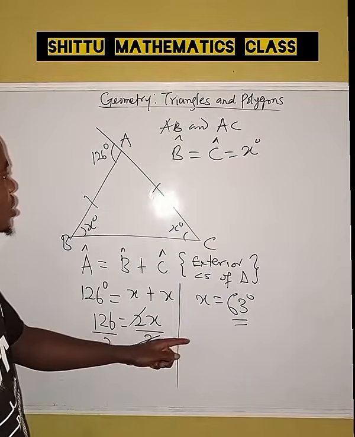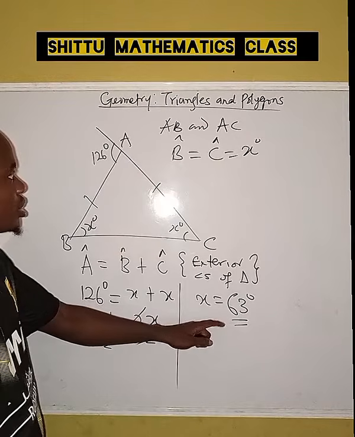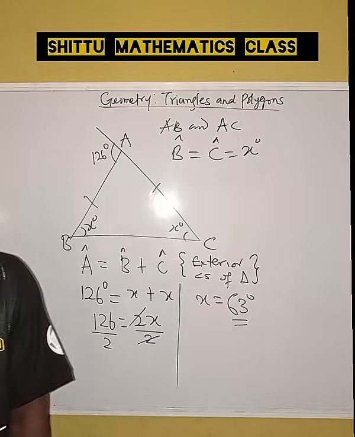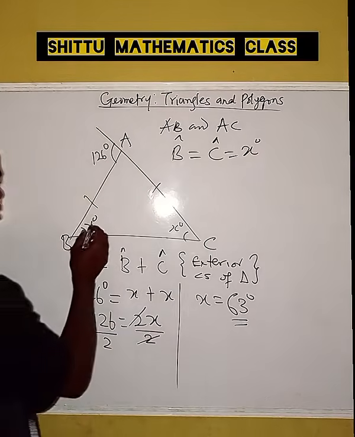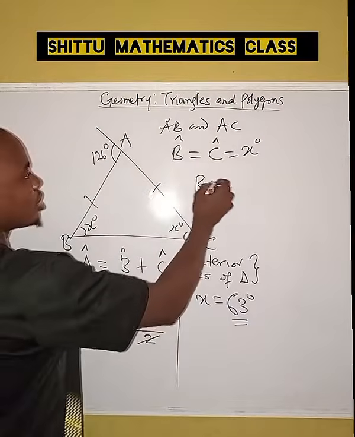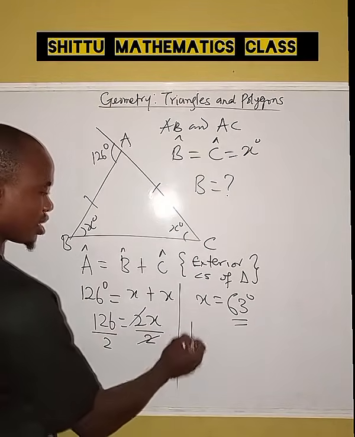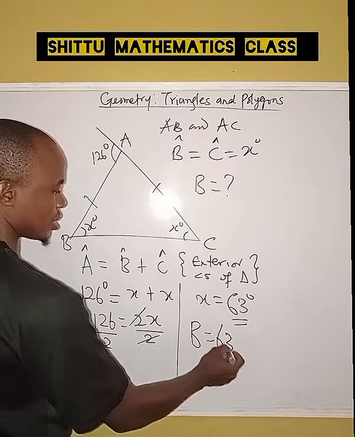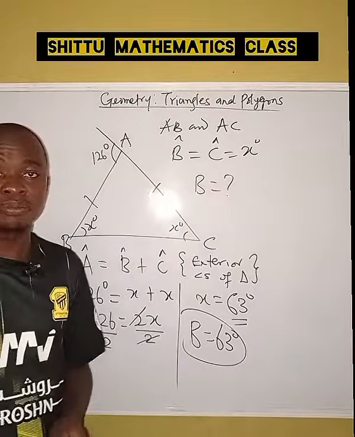So now we have this to be 63 degrees. So the question, I did not even complete the question. I'm very sorry for that. The question asks us to find the angle B. Is angle B we are looking for? Do you understand now? I'm very sorry for that. So B here is what? B is 63 degrees according to what we have here, because x is B, right?